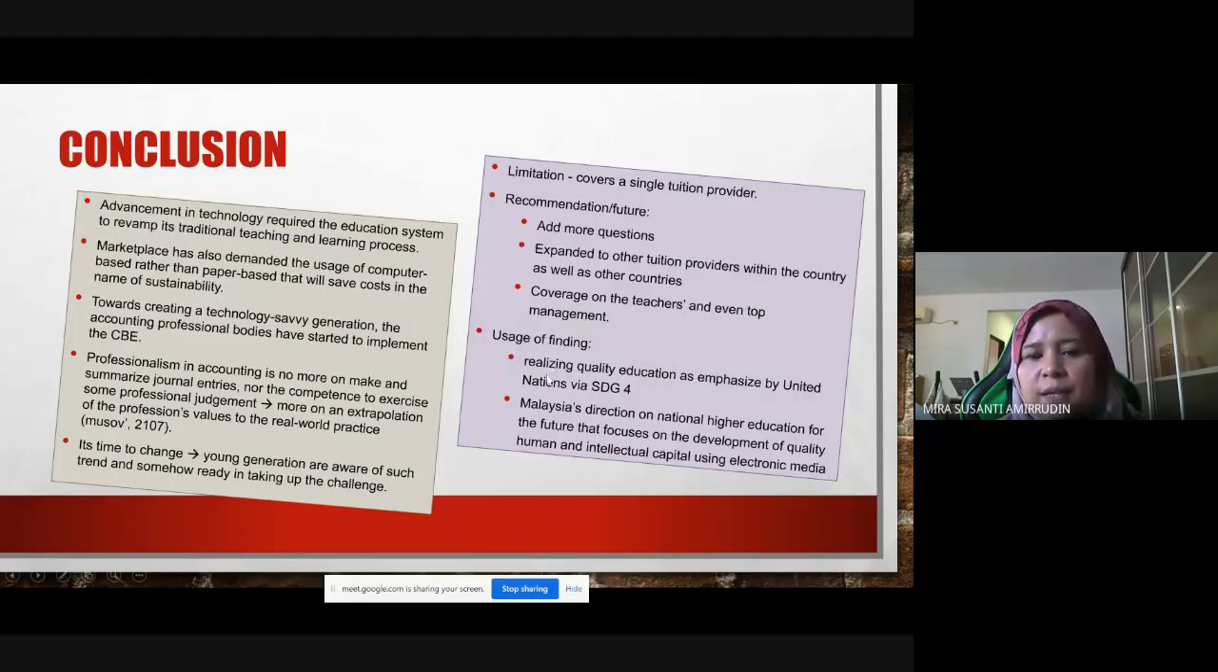So for the usage of the findings, we now realize the quality education as emphasized by the United Nations. Malaysia's direction on national higher education for the future focuses on the development of quality human and intellectual capital using electronic media. So we hope that this study will give an overview of the student perception towards the computer-based exam. Okay, that's all.